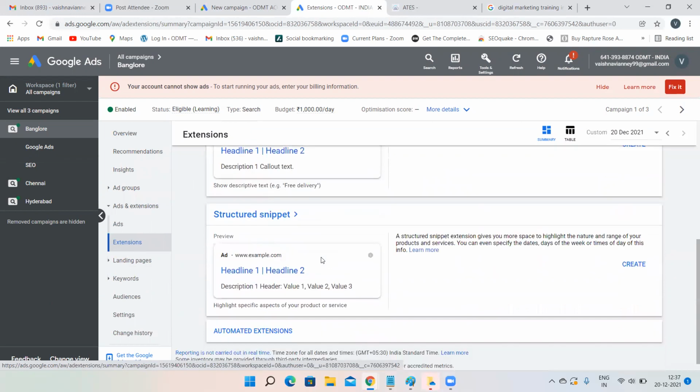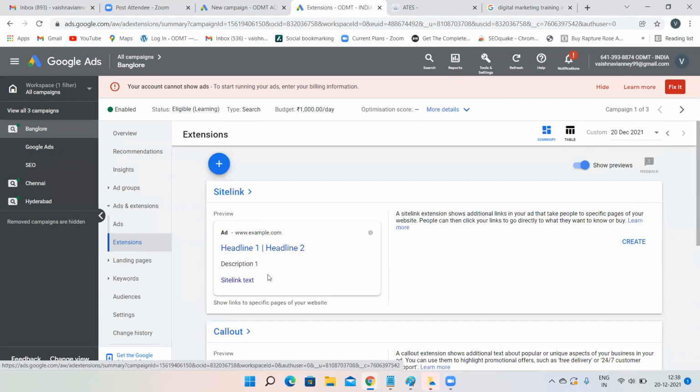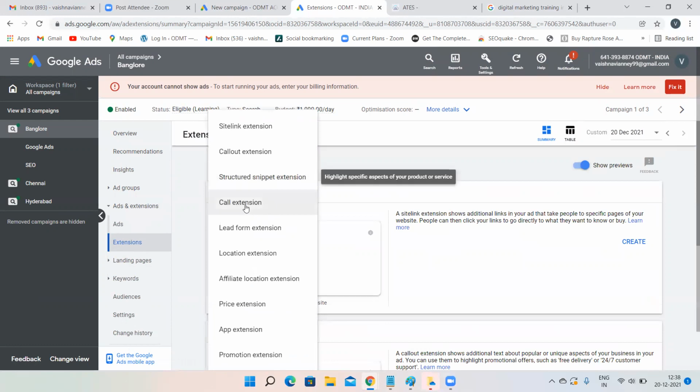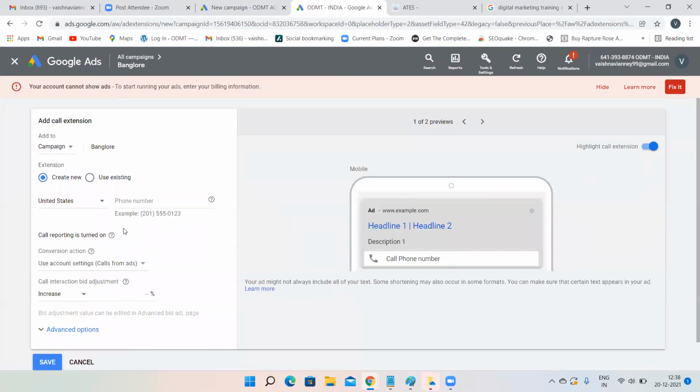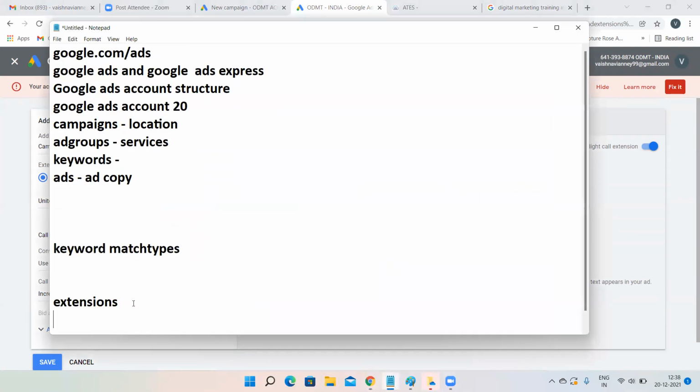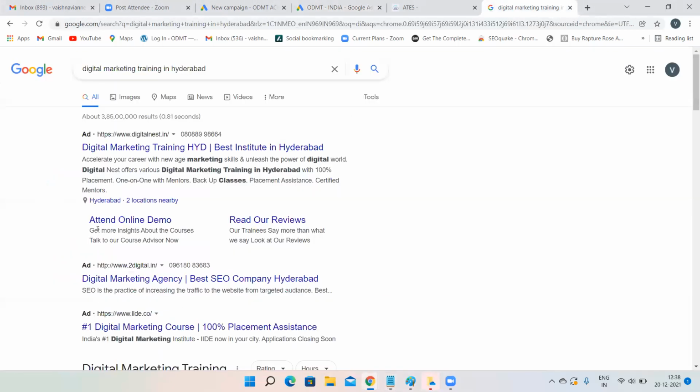Then here Sitelink is there, callout is there, structured snippet is there. So if you want to add one more extension, suppose I want to add call extension, then I'll be adding call extension. So see, there are 4 types of extensions which we are going to learn today. The first one is Sitelink extension. What exactly is Sitelink? I have already shown you. Somebody is searching, then some links are appearing. Directly they'll land on that particular page of that particular website. How to give these kind of links you are going to learn in Sitelink extension.